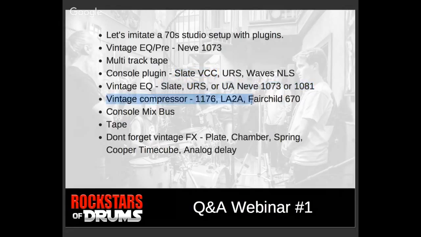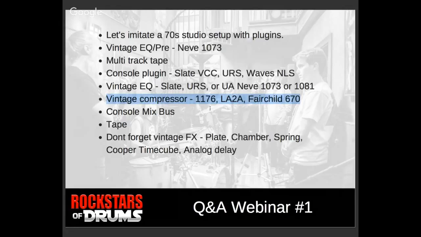Next thing you might use is a vintage compressor. So you might want to try out an 1176 or an LA2A or Fairchild or a DBX compressor or whatever it is that you've got. Try putting a compressor after the EQ and pick a compressor that maybe has a little bit of a tone to it, that kind of reminds you of an old school mix.